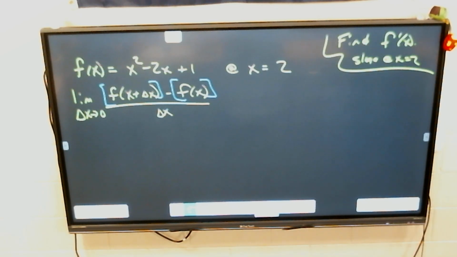So if I have that, what do I plug in? Every time you see x, you plug in. It's going to be 2 plus delta x. So it's gonna stay delta. And then so then we have 2 plus.